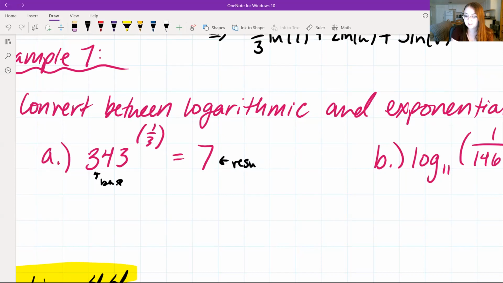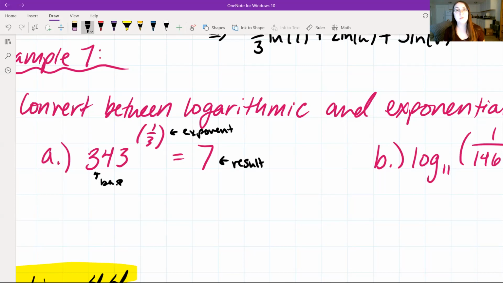I very much had the thought of a logarithmic problem stuck in my head, so I apologize for that. 343 is our base, 1/3 is our exponent, and 7 is our result. So we want to take our problem here, which is written in exponential form, and we're rewriting it into logarithmic form.